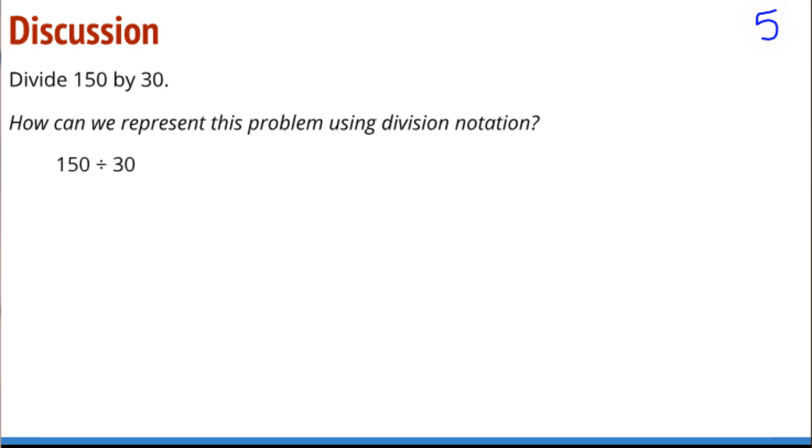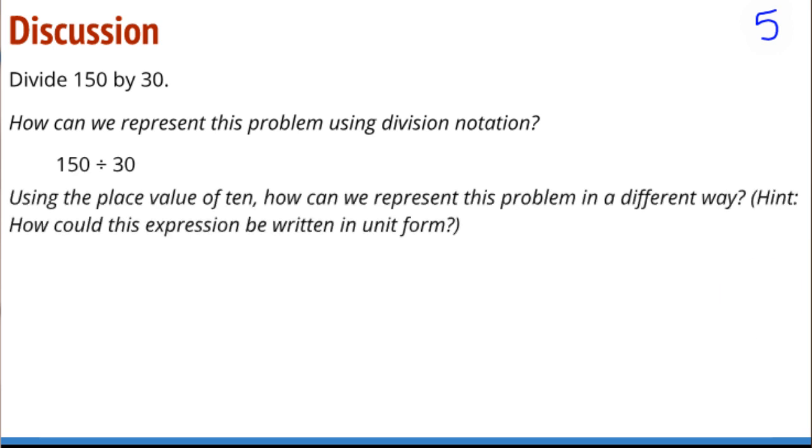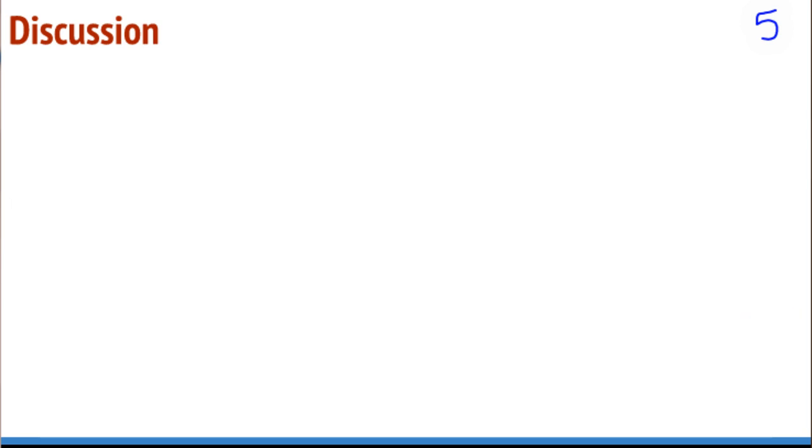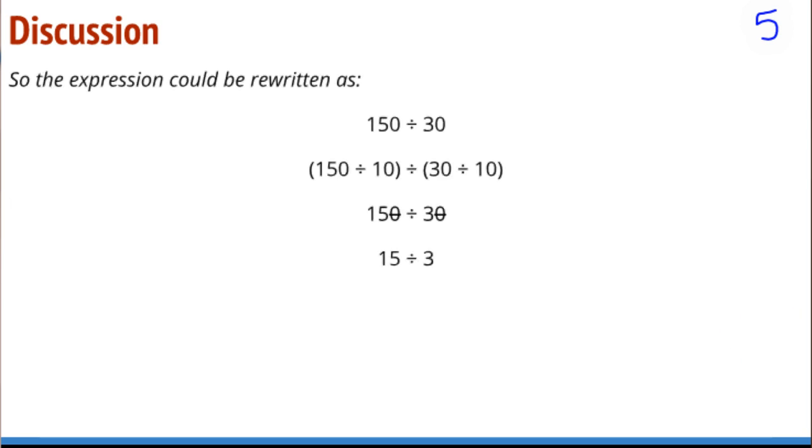And we could write it as 150 divided by 30. Now, connecting back to what we did with fractions, how could we write this a different way? Perhaps turn this into a unit form. And I could write it as 15 tens divided by 3 tens. And if we remember back to the fraction form, the unit form, these tens will then divide each other out, and I will be left with 15 divided by 3.